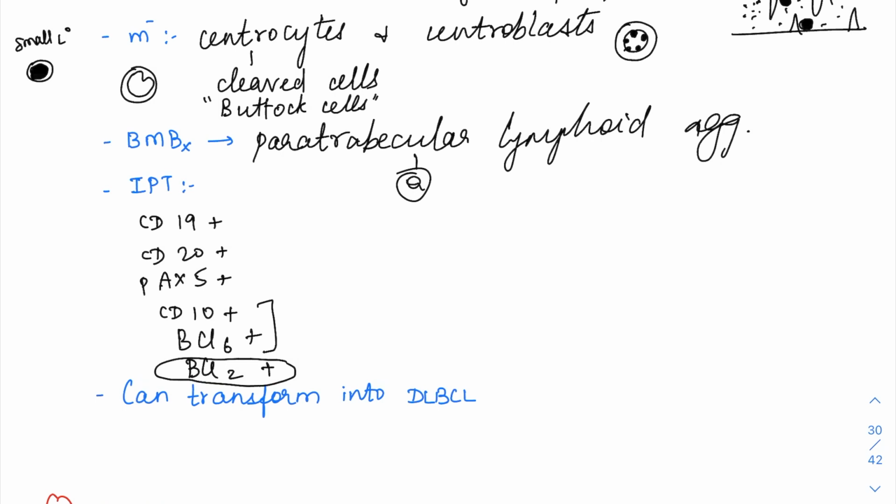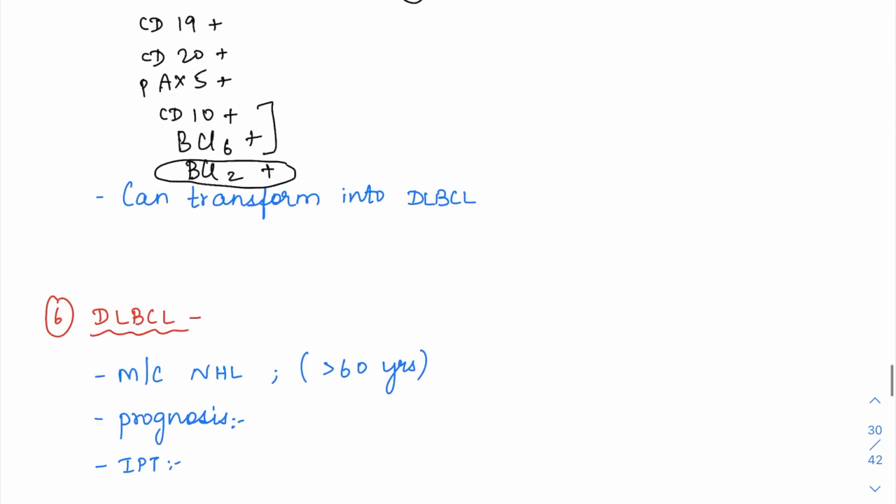BCL2 overexpression is going to be seen in two lymphomas here. Firstly, follicular lymphoma, because of the translocation directly. And then we also have it in small cell lymphoma, CLL. In CLL small cell lymphoma, it was because of the deletion 13q. Deletion 13q led to the loss of microRNA 15 and 16. When those microRNAs 15 and 16 are lost, it is going to upregulate the BCL2 expression. So overexpression of BCL2 we are going to see in small cell lymphomas and follicular lymphomas.